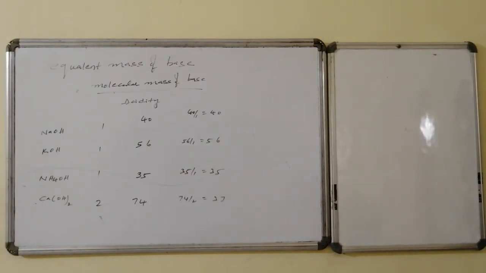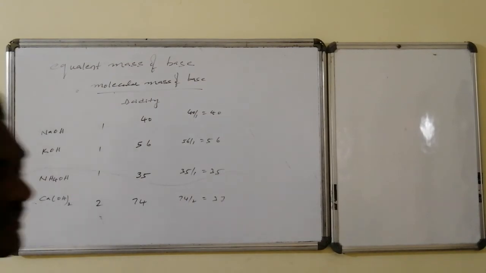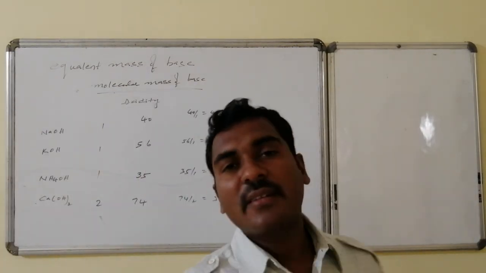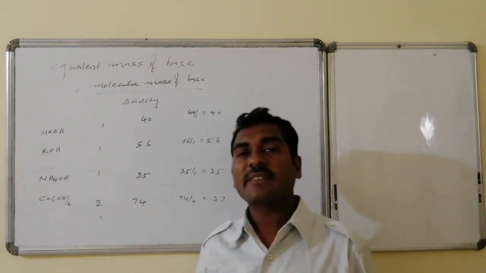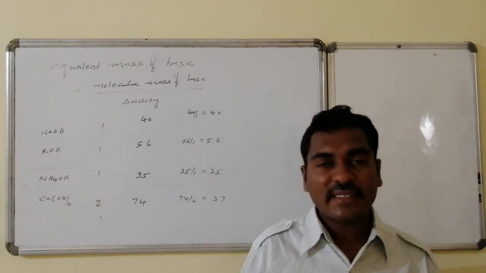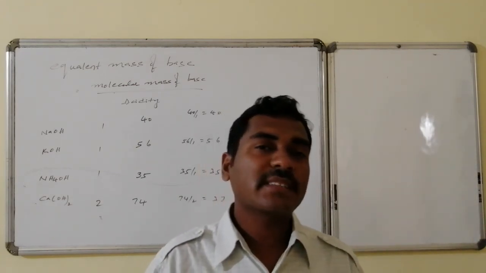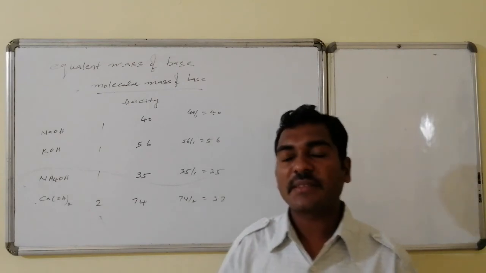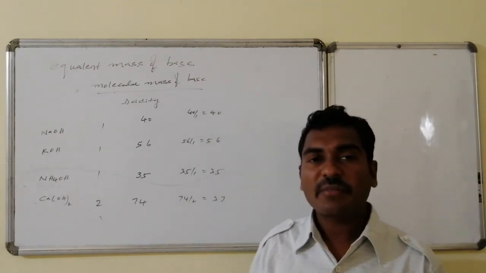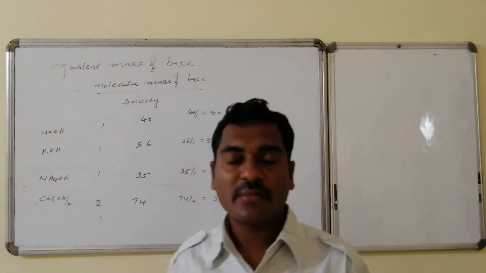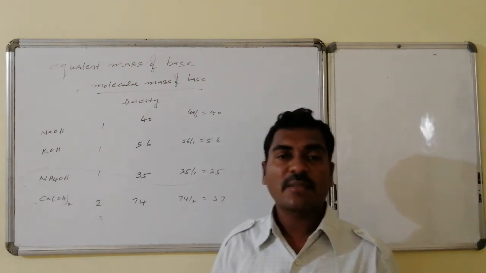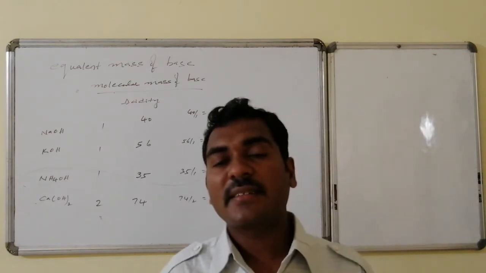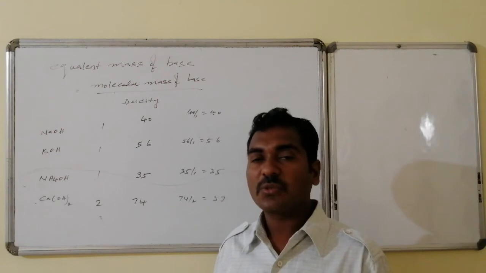Next is the equivalent mass of a base, otherwise equivalent weight of a base, that will be given by the molecular weight of the base divided by acidity, whereas acidity is the number of OH minus ions coming out of the base. Some of the bases are monoacidic bases, producing only one OH. Some of the bases are diacidic bases, producing two OHs.